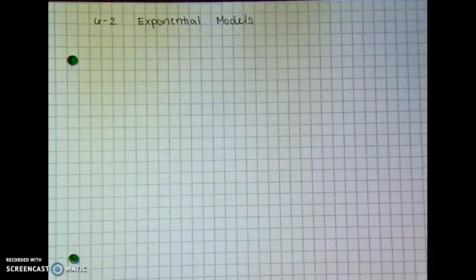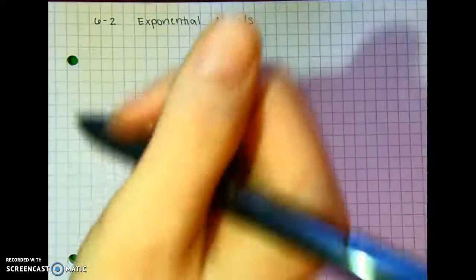Okay, Algebra 2. In this video, we're going to be talking about section 6.2, exponential models. We've already talked about exponential equations for certain situations, like a car whose value is decreasing by 4% each year, or whatever. Today we're going to focus on compound interest.